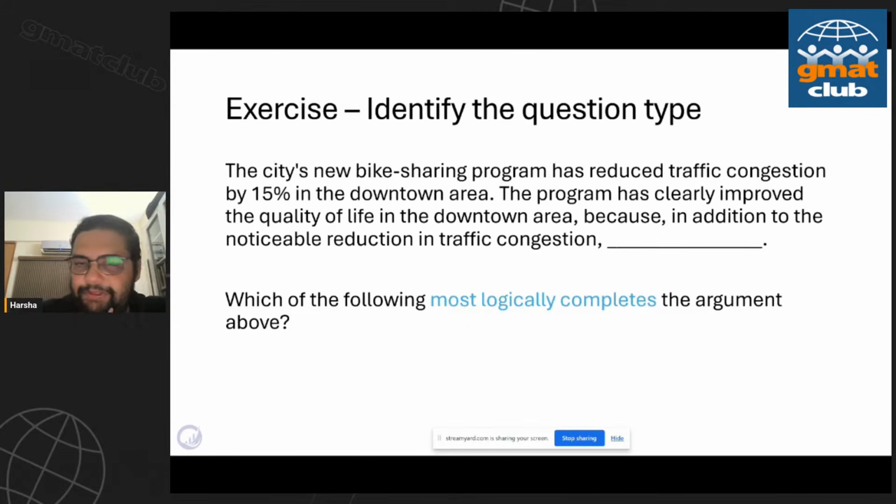So what are we dealing with here? I hope you guys are not sitting and solving this now. We have other questions to solve.